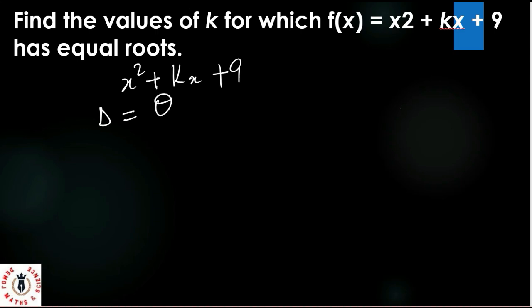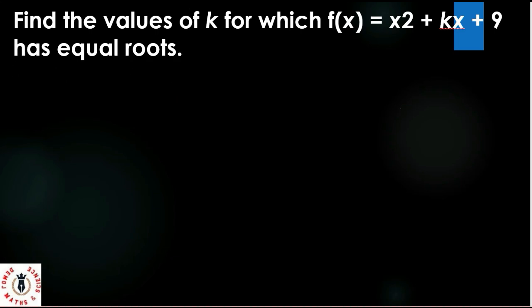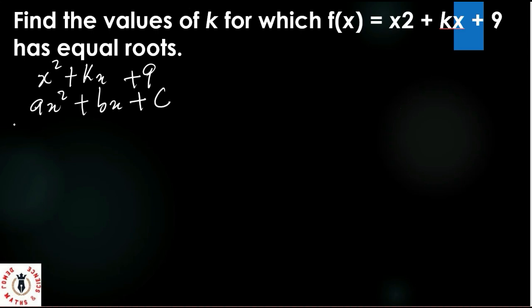Now, for d to be... now my question says x squared plus kx plus 9. To solve this, we'll liken this equation to the form ax squared plus bx plus c, where my a will be equal to 1 because the coefficient of x squared here is 1. My b here will be equal to k, and my c will be equal to 9.